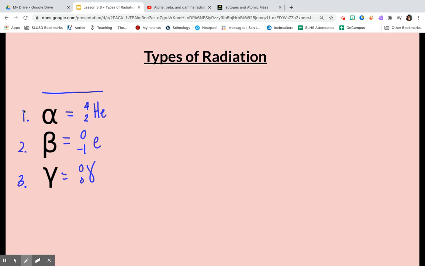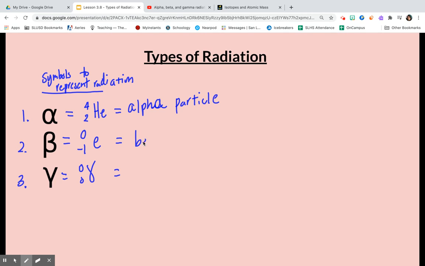Right? So again, 3 types of radiation. These are the symbols to represent the radiation. And they all have specific names, right? So alpha particle, beta particle, and gamma particle.